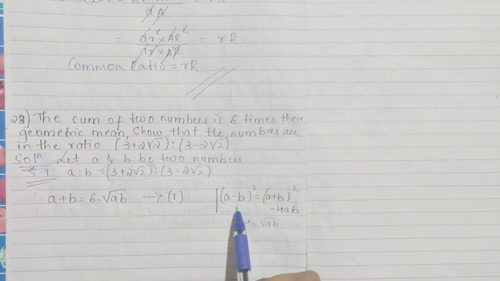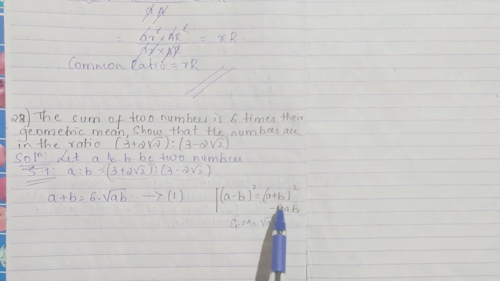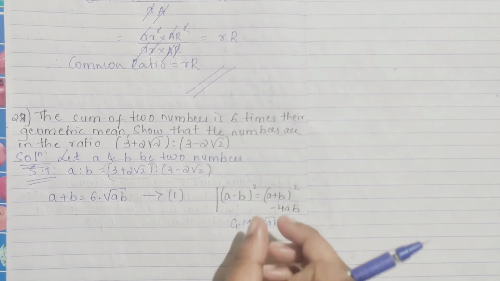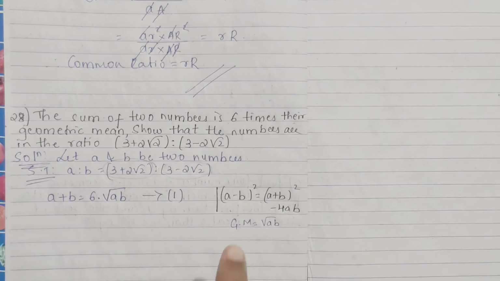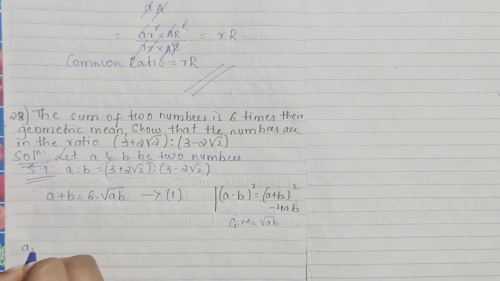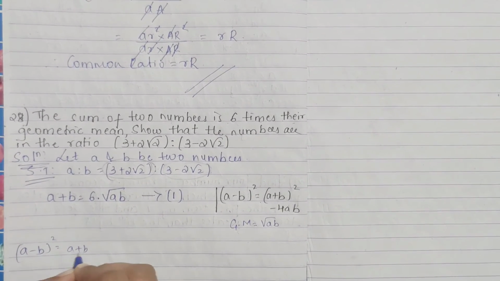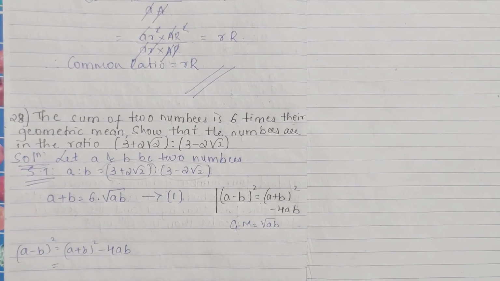Here we are using the formula identity, that is A minus B the whole square is equal to A plus B the whole square minus 4AB. A plus B we have already, so from here we can find out A minus B. So we are using this identity: A minus B the whole square is equal to A plus B the whole square minus 4AB, right?